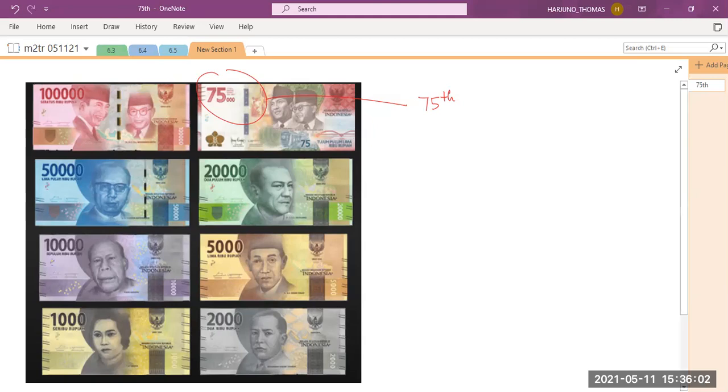But for the others, you see this number here. How about this one here? How about this one here? 1,000 Indonesian dollars. Don't you think that's a very big amount of money, right? Okay.